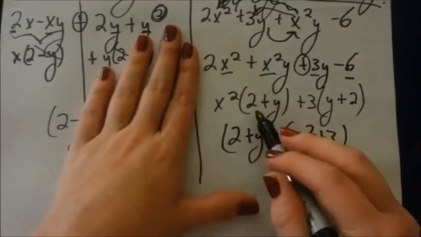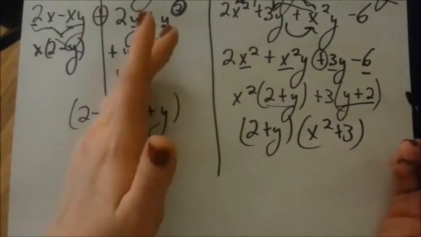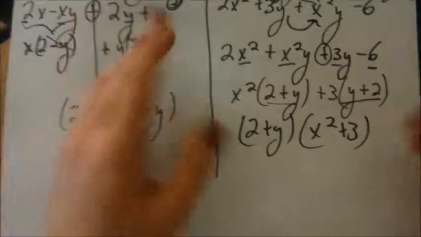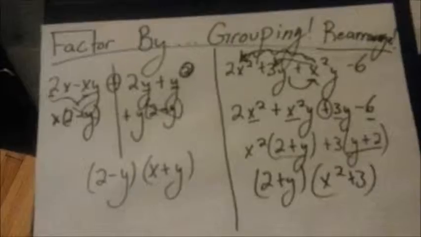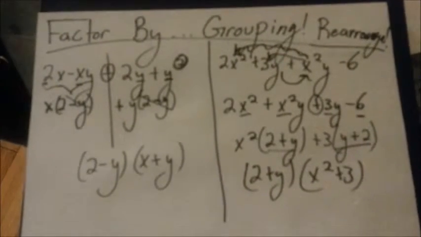Now, the difference here is that we see y plus 2 and 2 plus y. They mean the exact same thing. The only difference is their order. And that concludes that.